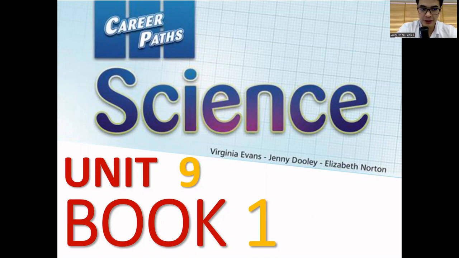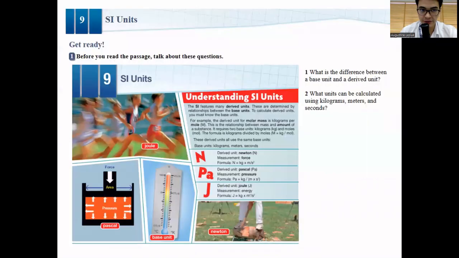Today we will be covering Unit 9 of Book 1. In this unit, we are going to talk about SI units. We're going to talk about the different SI units, what they measure, what formulas they use, and so on. Let us begin.